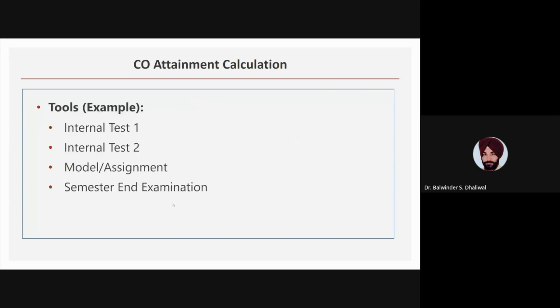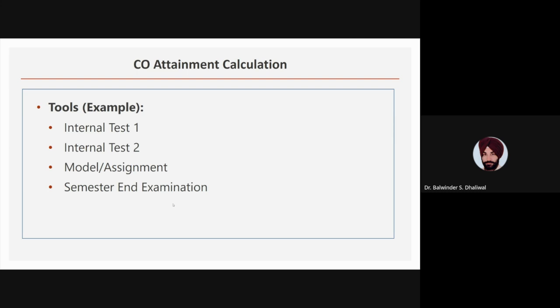So I will be showing this CO attainment calculation using these three tools: internal test 1, internal test 2, model or assignment, and then the semester end examination. These are the very basic tools, which I think in all colleges we take as periodic tests. We can write this as periodic test 1, periodic test 2, or sessional test, internal test, whatever name we use in our scenarios. So I'm using the marks obtained by students in these two periodic tests.